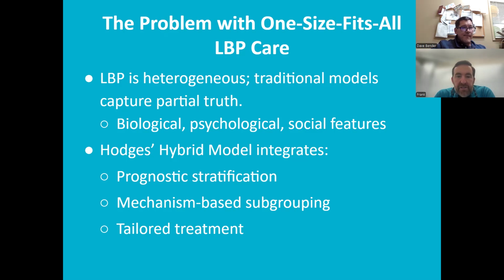So Hodges' idea here is to find a way to integrate three things. He talks about the prognostic stratification with the STarT Back tool, the mechanism-based subgrouping, and then finally tailored treatment. It really helps us avoid two traps. One is the one size fits all protocol, and the other one is technique driven thinking, where we're only thinking about just one kind of technique. So instead, we're going to identify the dominant mechanism, treat that, retest, and then choose the next step.